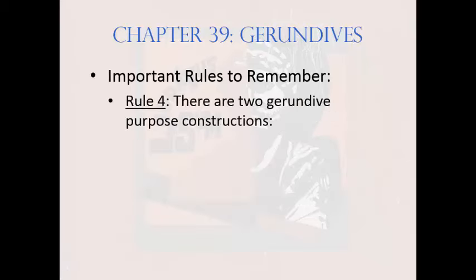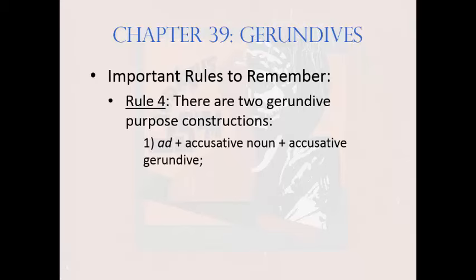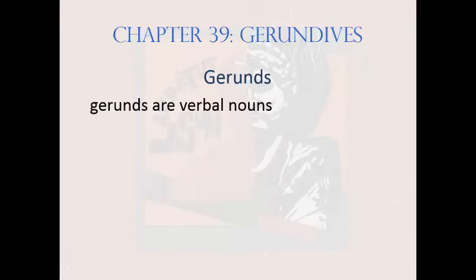Rule 4. There are two types of gerundive purpose constructions. 1. Ad plus an accusative noun plus an accusative gerundive. 2. A genitive noun plus a genitive gerundive plus causa. Gerunds are verbal nouns, that is, nouns built on a verb base. They're the noun equivalent of participles, verbal adjectives.